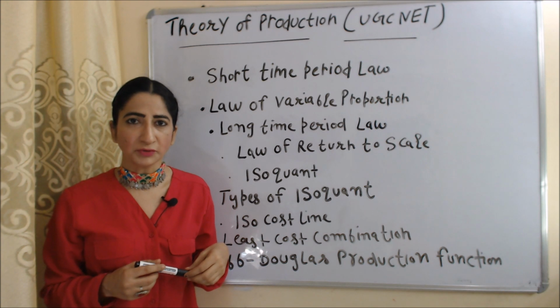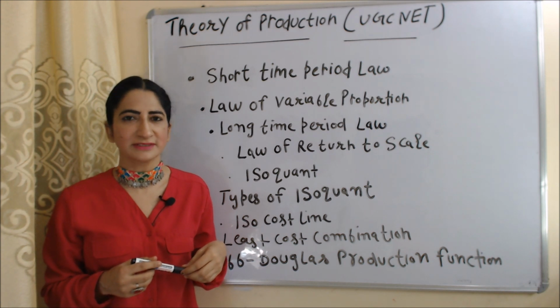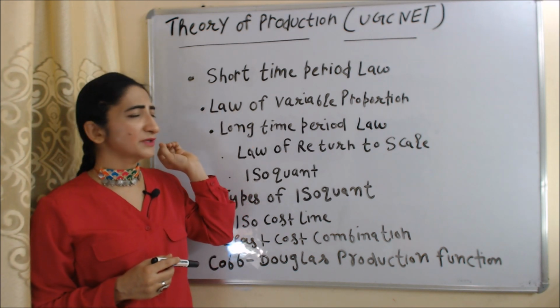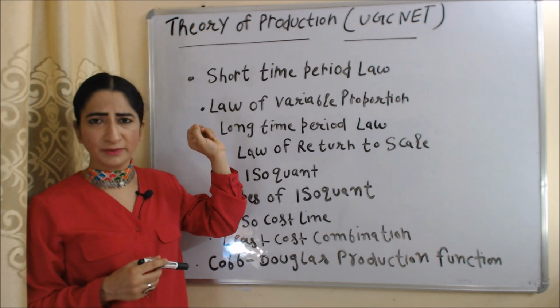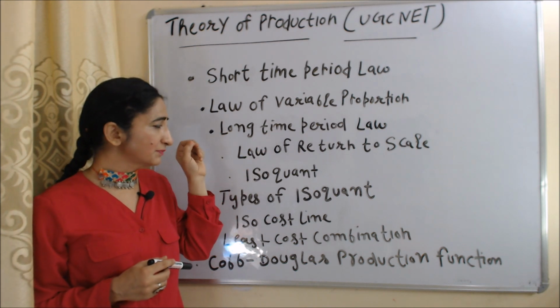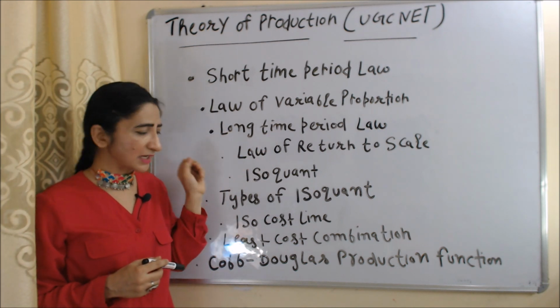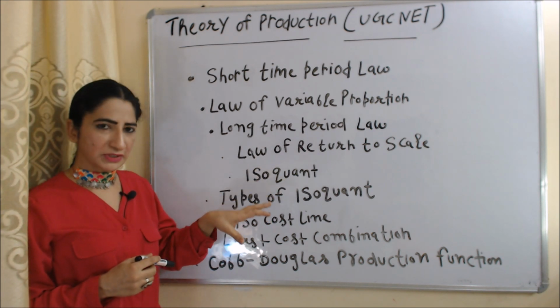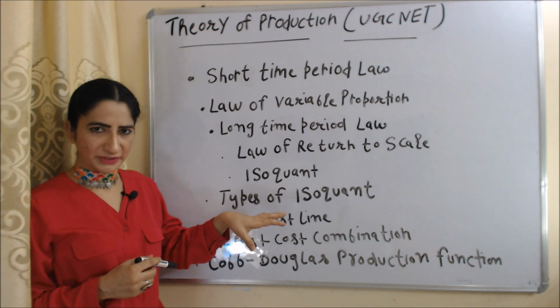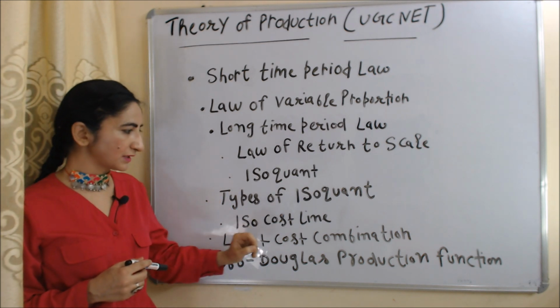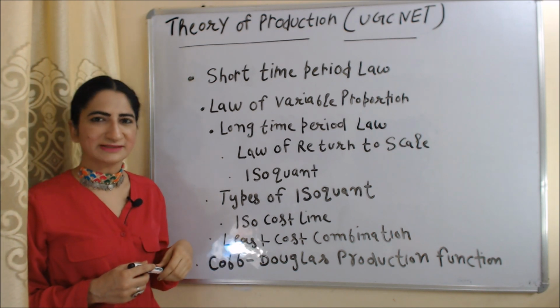Today we are going to talk about theory of production for UGC Net. And topics for today's video is, in short time period law we will talk about law of variable proportion with the help of proper table and diagram. And in long time period we will talk about law of return to scale, isoquant, types of isoquant, Isocost line and least cost combination with the help of proper table and diagram, and we will also talk about Cobb-Douglas production function. So let's start it.